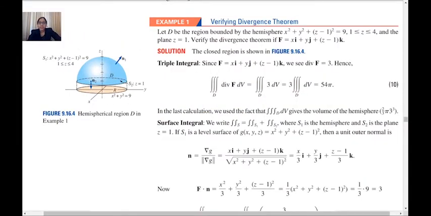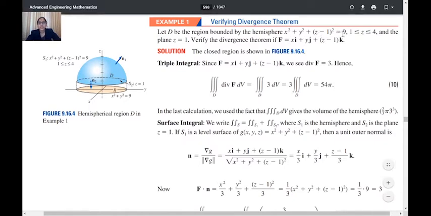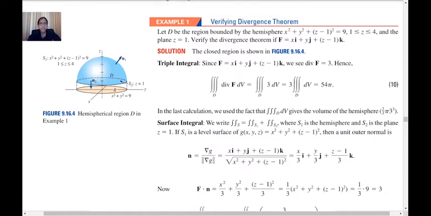Example 1: let D be the region bounded by the hemisphere x squared plus y squared plus (z minus 1) squared equal to 9, where z varies from 1 to 4, and the plane z equal to 1. So what is our region? It is the region bounded between the hemisphere and the plane z equal to 1. You can see the blue shaded portion is our region D. This is the part of the hemisphere and it is bounded by the plane z equal to 1.